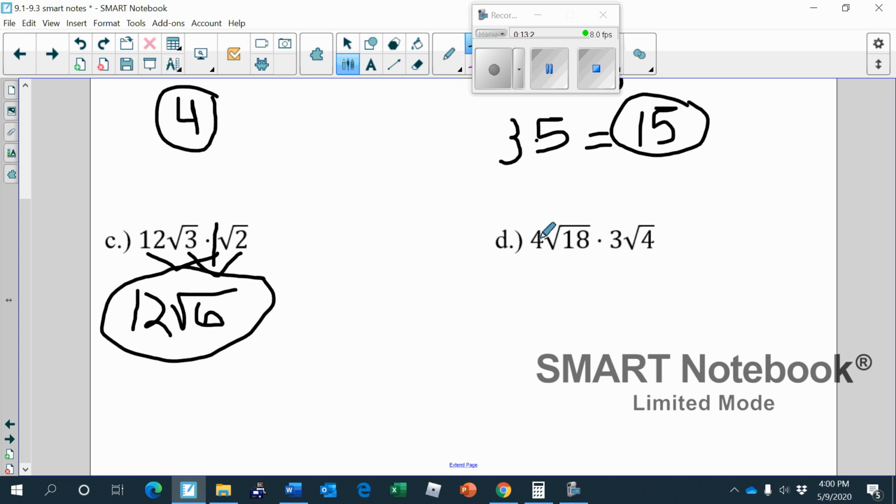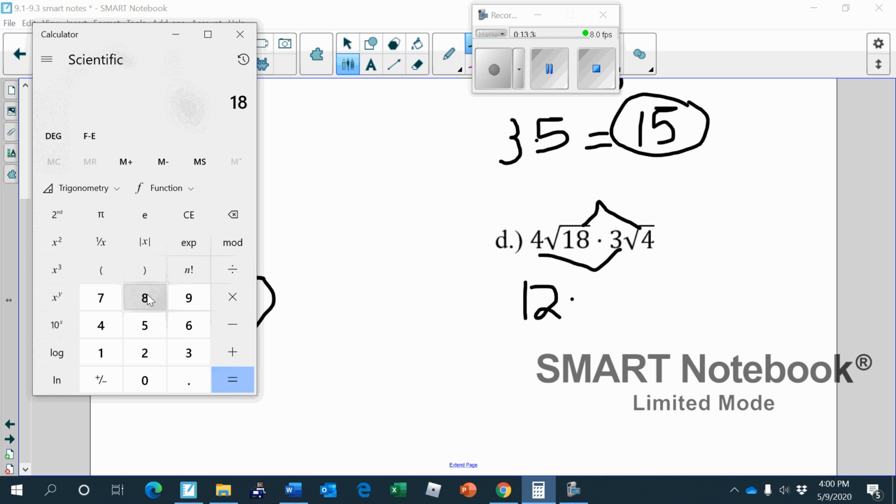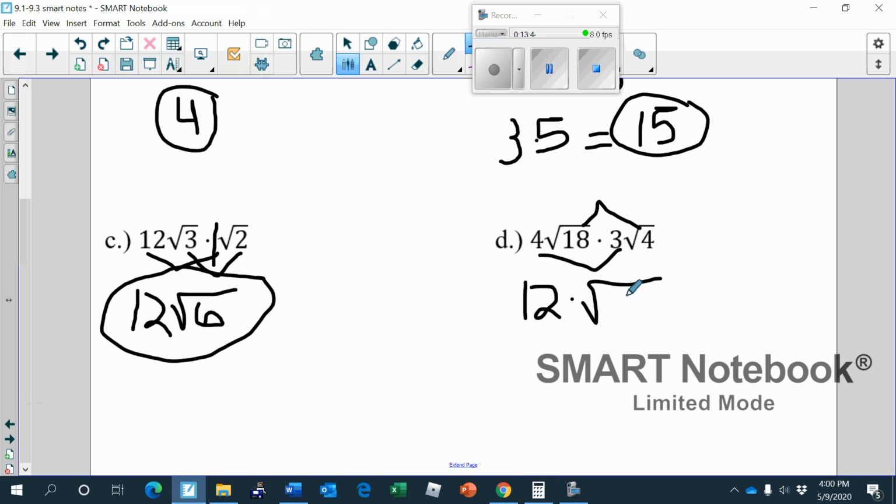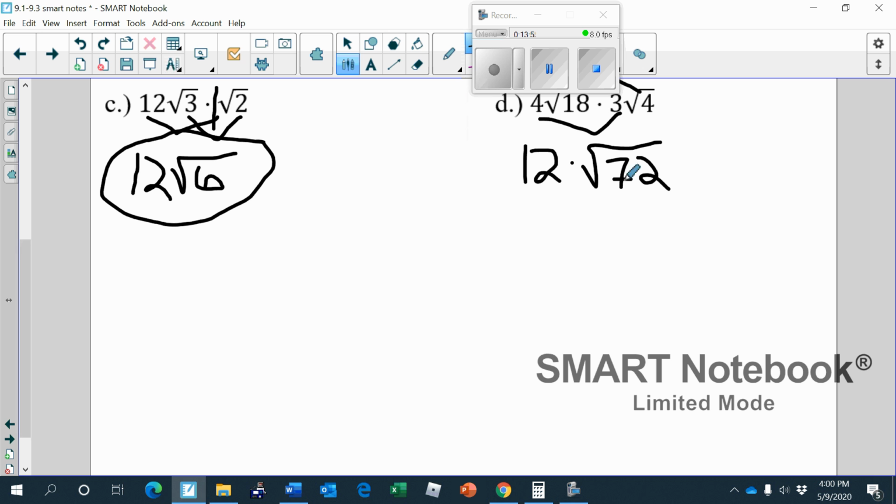Let's take a look at the next one. So now, look, I have a number outside and I have another number outside. It's not an invisible 1. It's actually 4 times 3, which is 12. And then let's multiply the 18 times 4. There are 2 different ways to do this. I'm going to actually multiply the square roots together. So let's do 18 times 4. And I get 72. Okay, so that's the square root of 72, remember. Well, now I have to simplify that square root of 72, just like we did on the previous page. I'm going to pick the biggest perfect square that divides into 72. Again, let this 12 hang out over here. I'm going to simplify the 72 by using the square root of 36. That's your biggest perfect square that divides into 72, times 2.